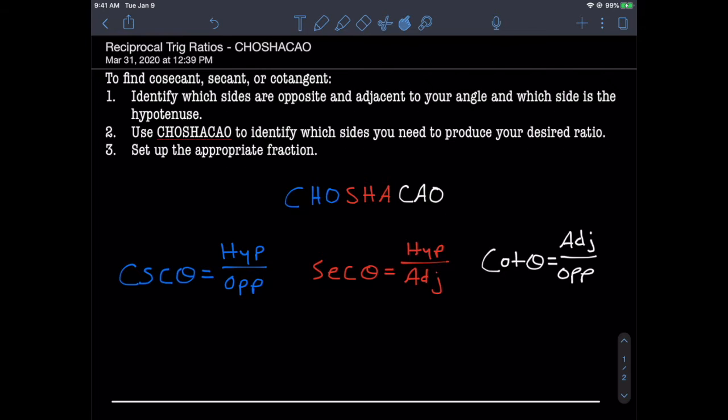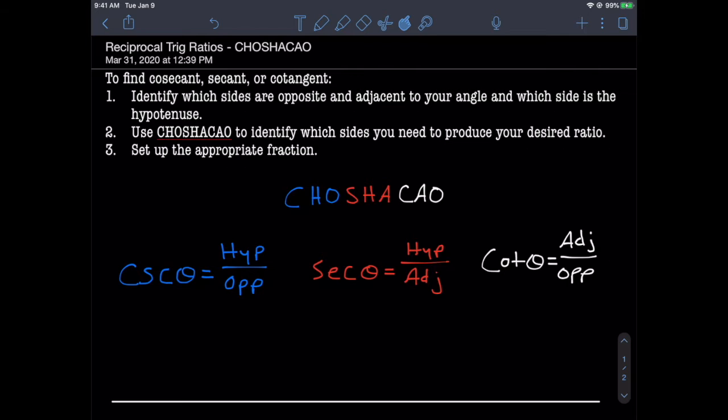First, you identify which sides are opposite and adjacent to your angle and which side in the right triangle is the hypotenuse. Then you use CHOSHACAO to identify which sides you need to produce the desired ratio, and then you just set up the fraction. It's pretty easy. So why don't we take a close look at CHOSHACAO real quick, and then we'll try an example problem where we have to find the cosecant, secant, and cotangent of an angle.